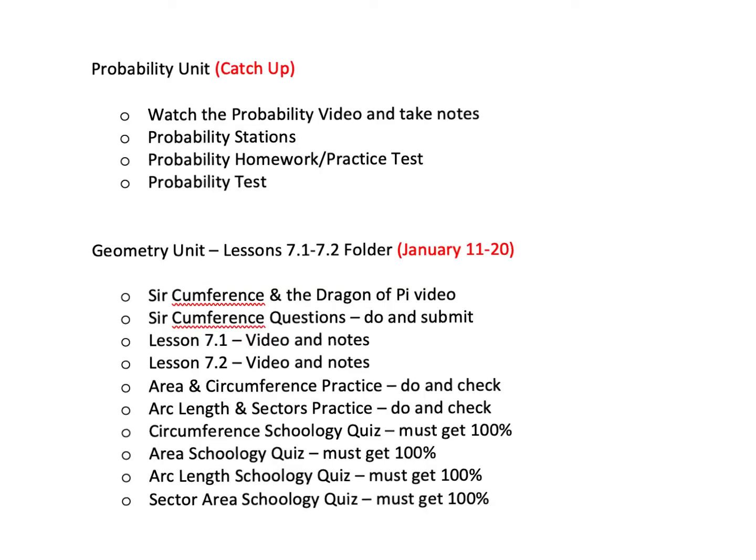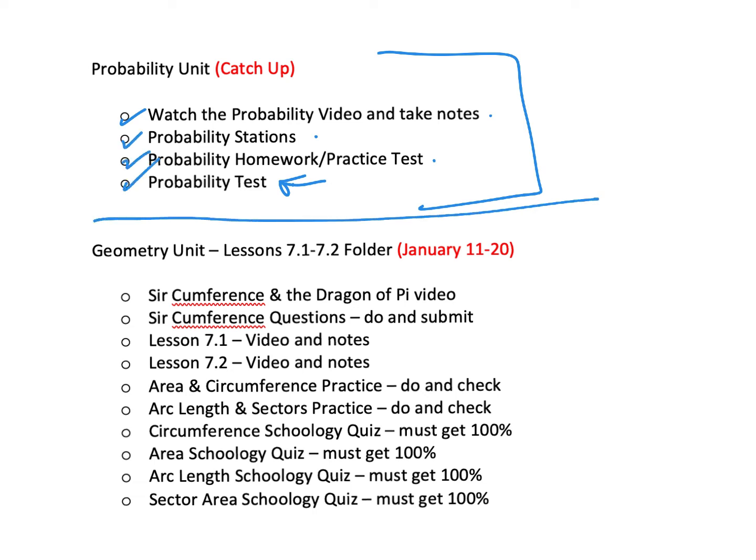So first of all, we have our probability unit catch up. I've got several people that still need to take the test. So they have to watch the video and take notes, make sure the stations are finished, and then do the homework and practice test. And once they've got that done, they need to take the test. And I put these little circles there as kind of a checklist. So not everybody has to do the probability unit, but we do have some that need to.